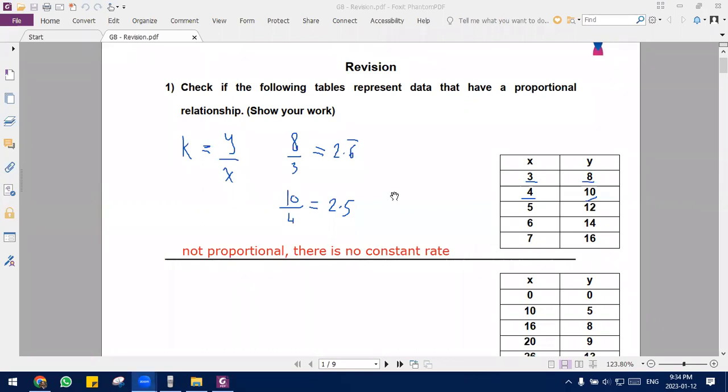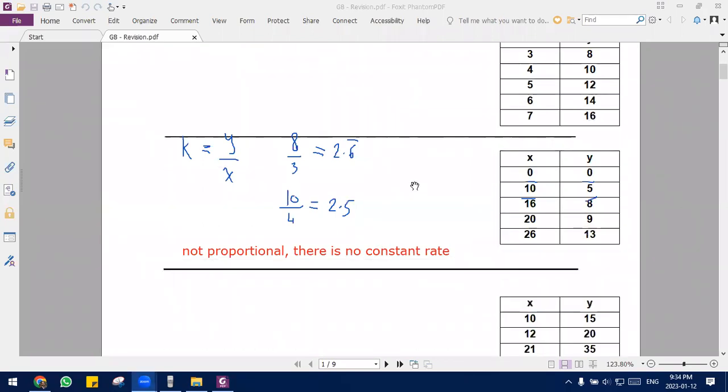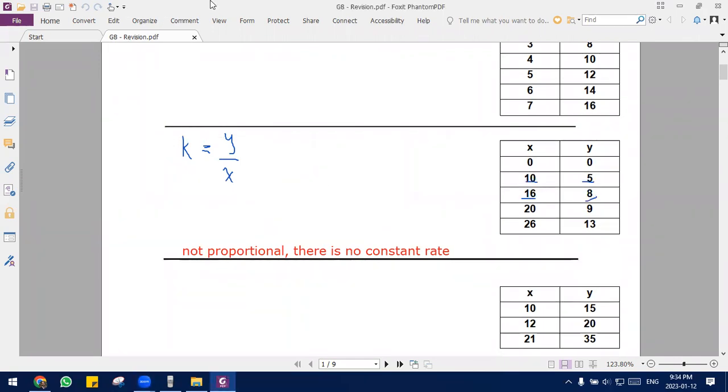Then you go to the second table. Again, we need to check the same thing. So we need to check the constant k, which is y over x. So we start here. The first value we have is 0 over 0. So this one, don't divide it. When you divide it on the calculator, you will get a math error. So you leave this one.